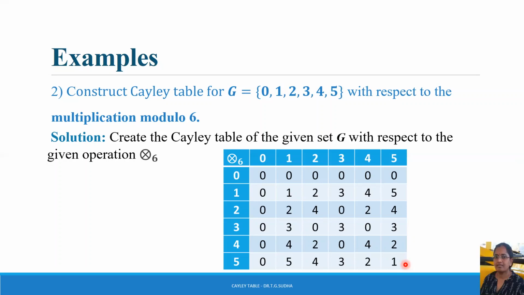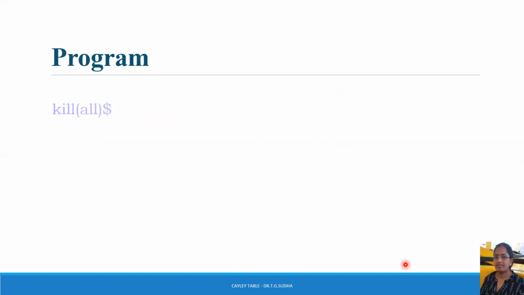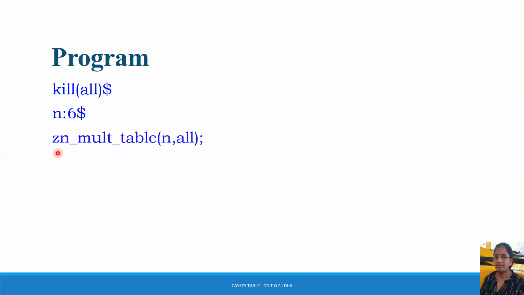This is the Cayley table with respect to multiplication modulo 6 on the elements of Z6. Now let us move on to the Maxima program. Killall once again deletes the user variables, functions, arrays, etc. and resets all the internal variables to their default state. Next, since the group was Z6, we take n is equal to 6. And the command to create the multiplication modulo table is zn_mult_table.